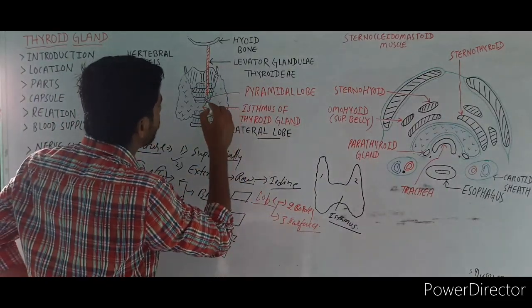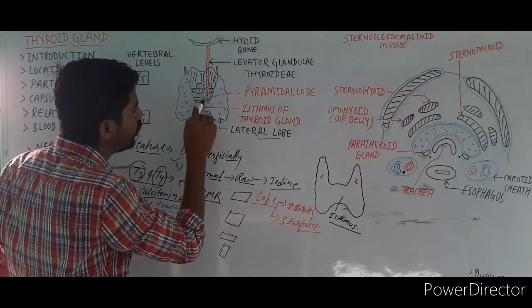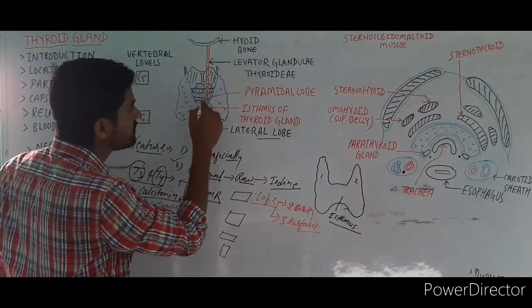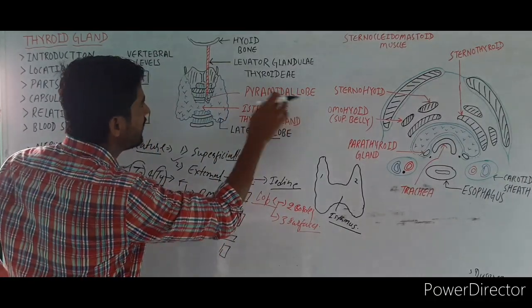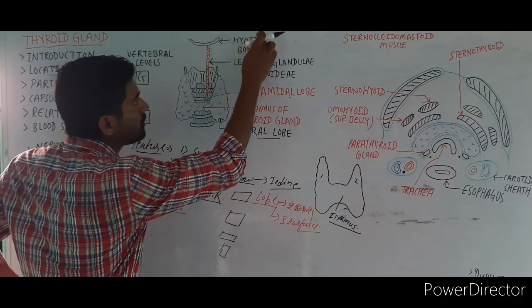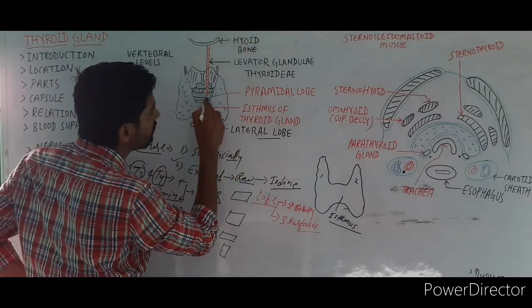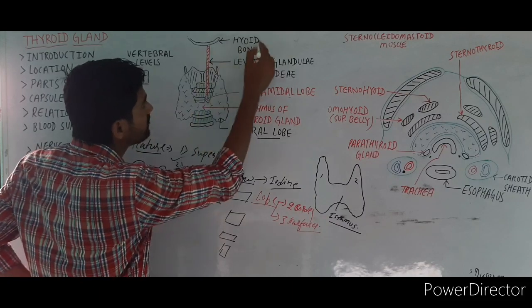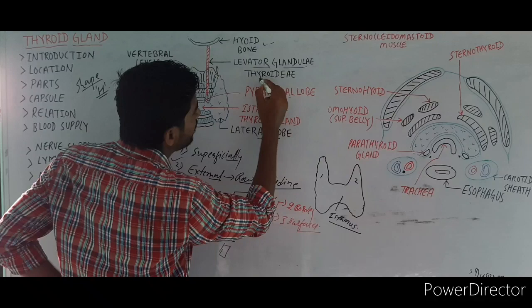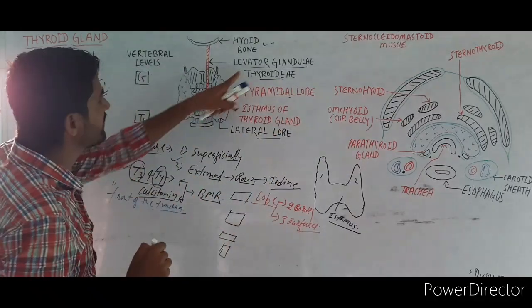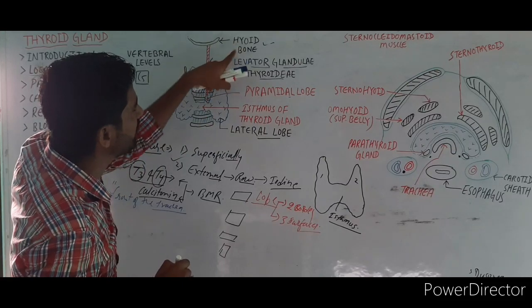Now in the thyroid gland, there is one small lobe, called the pyramidal lobe. See, this pyramidal lobe is connected with the hyoid bone with the help of the levator glandulae thyroideae, a ligament. So this pyramidal lobe is connected with the hyoid bone.